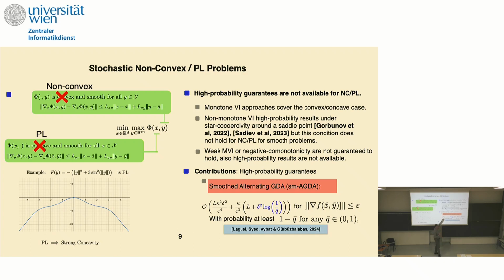There's only one paper that I could find, by Gorbunov and Sadiev, which looks into star co-coercivity. It's a condition that can hold for some non-convex problems. But unfortunately, it doesn't apply to the NCPL setting, because this class can allow some non-convexity, but around the solution, you need convexity. So we couldn't find any result on this.